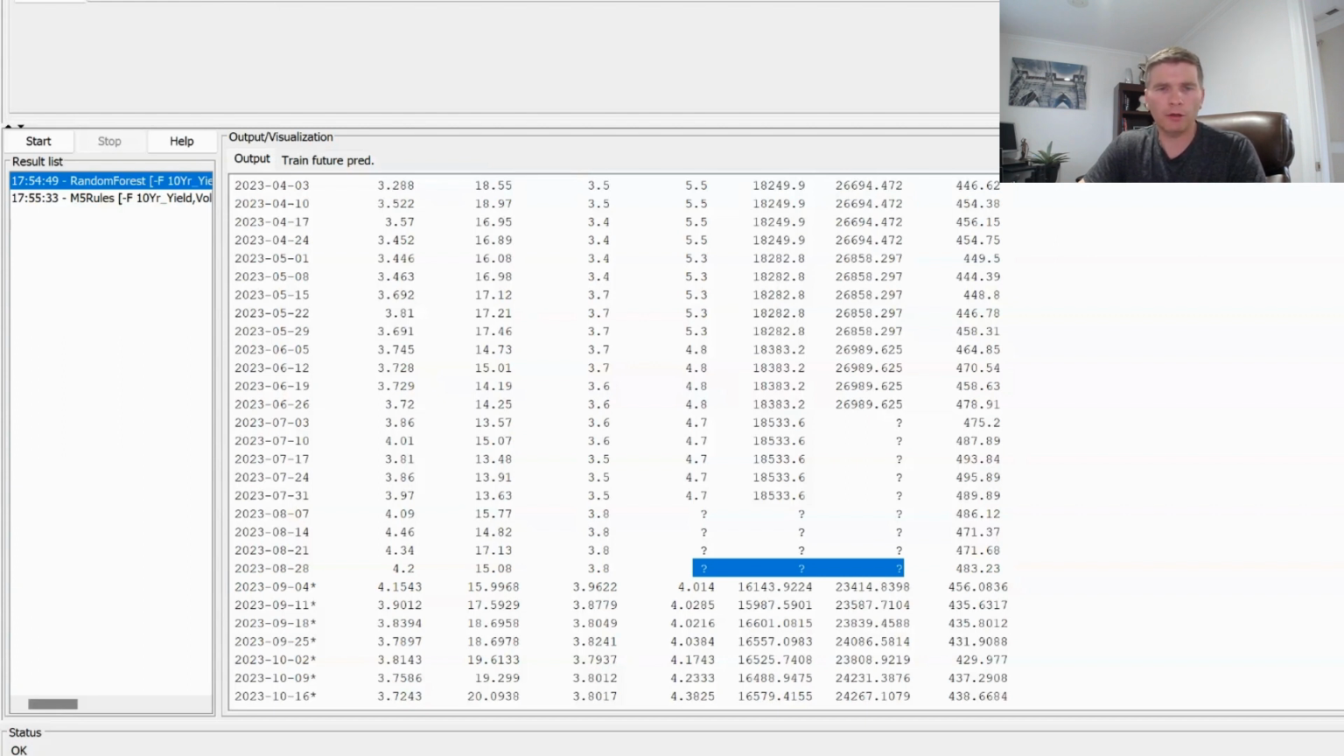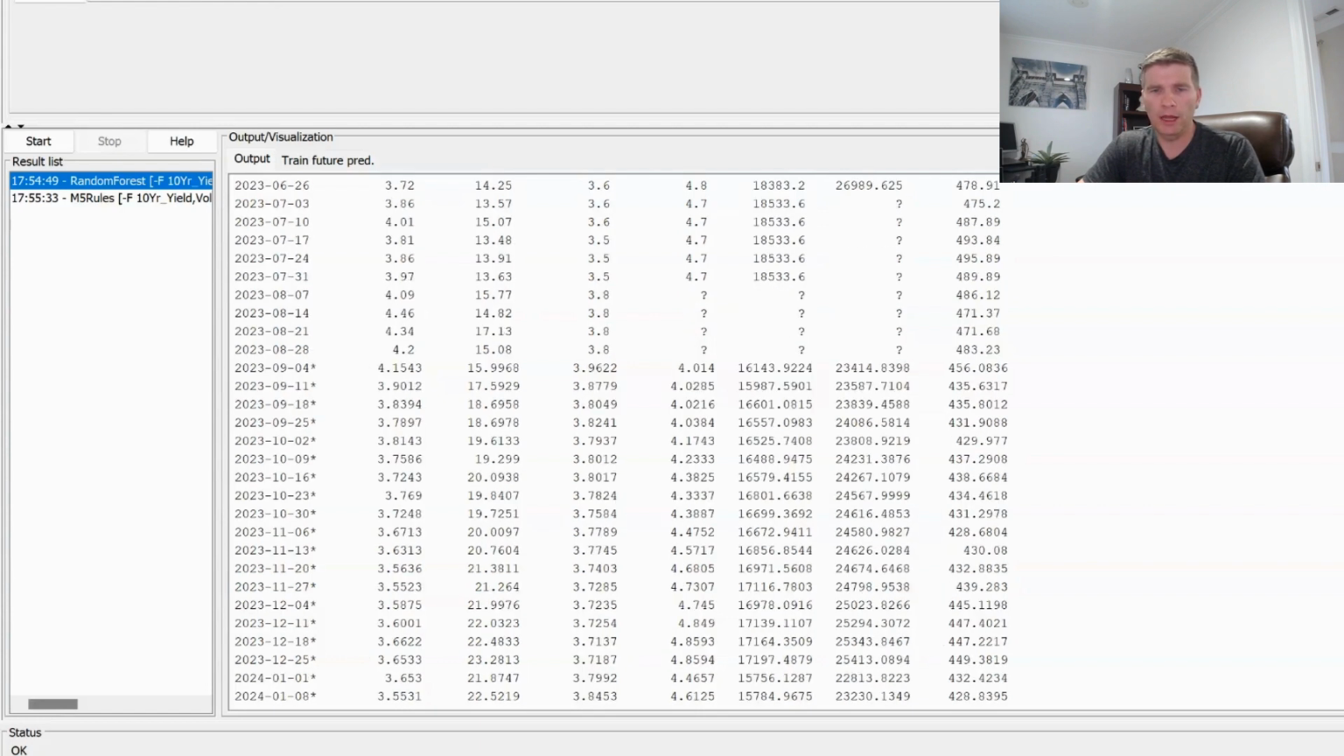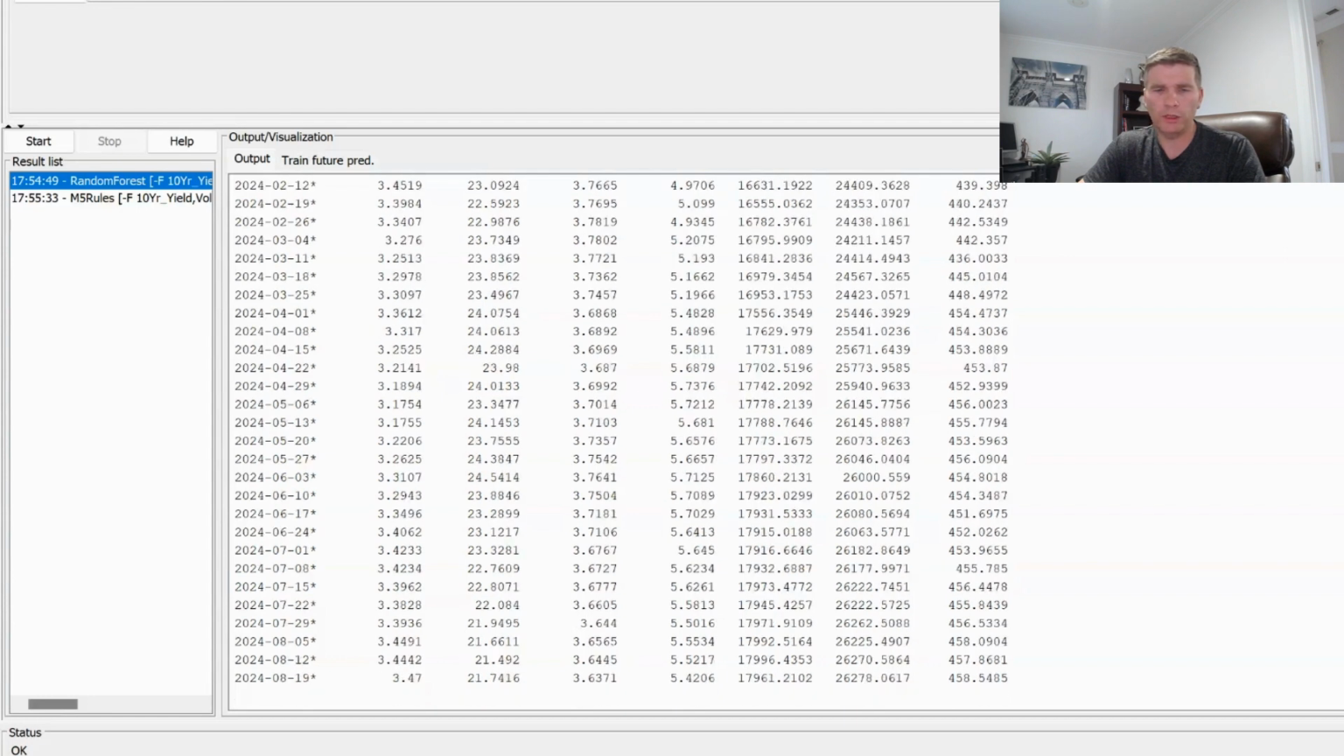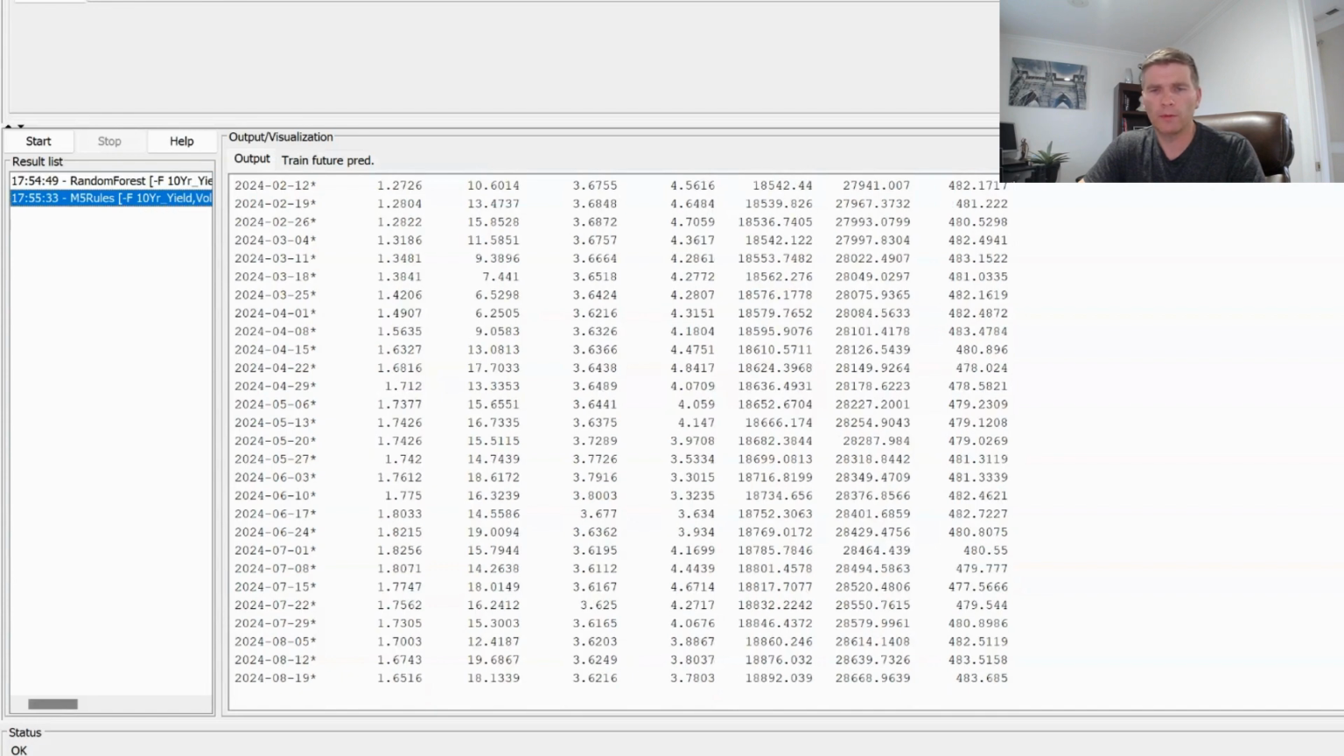So I already ran the modeling using two methods, random forest and M5 rule. I did that just to save some time. And if we jump down 51 weeks, we can see the projection for August 19th of next year, showing somewhat of a decline at 458, so in that high 450 range. And when we jump over to the M5 rule, it's a little higher, 483.